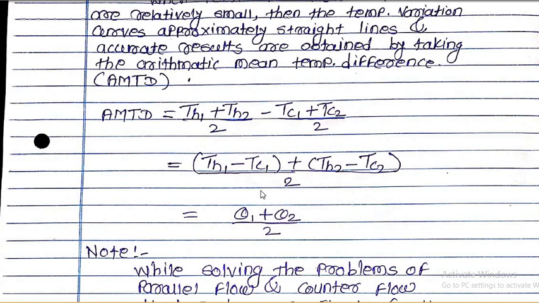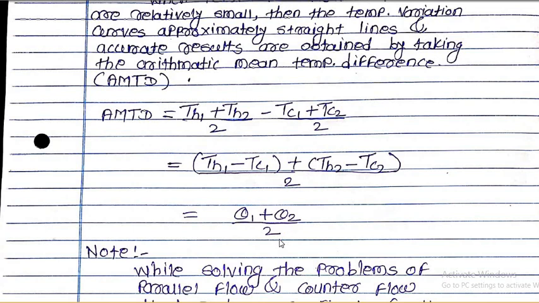In the case of a parallel flow heat exchanger, TH1 minus TC1 is theta 1 and TH2 minus TC2 is theta 2. If you have doubts about the counter flow heat exchanger, in counter flow theta 1 is TH1 minus TC2, and you can take this in a bracket, TH1 minus TC2. The negative sign is there, and you can make the bracket for TH2 minus TC1 also. So in the case of counter flow, we also get the same equation for the AMTD, that is theta 1 plus theta 2 divided by 2.